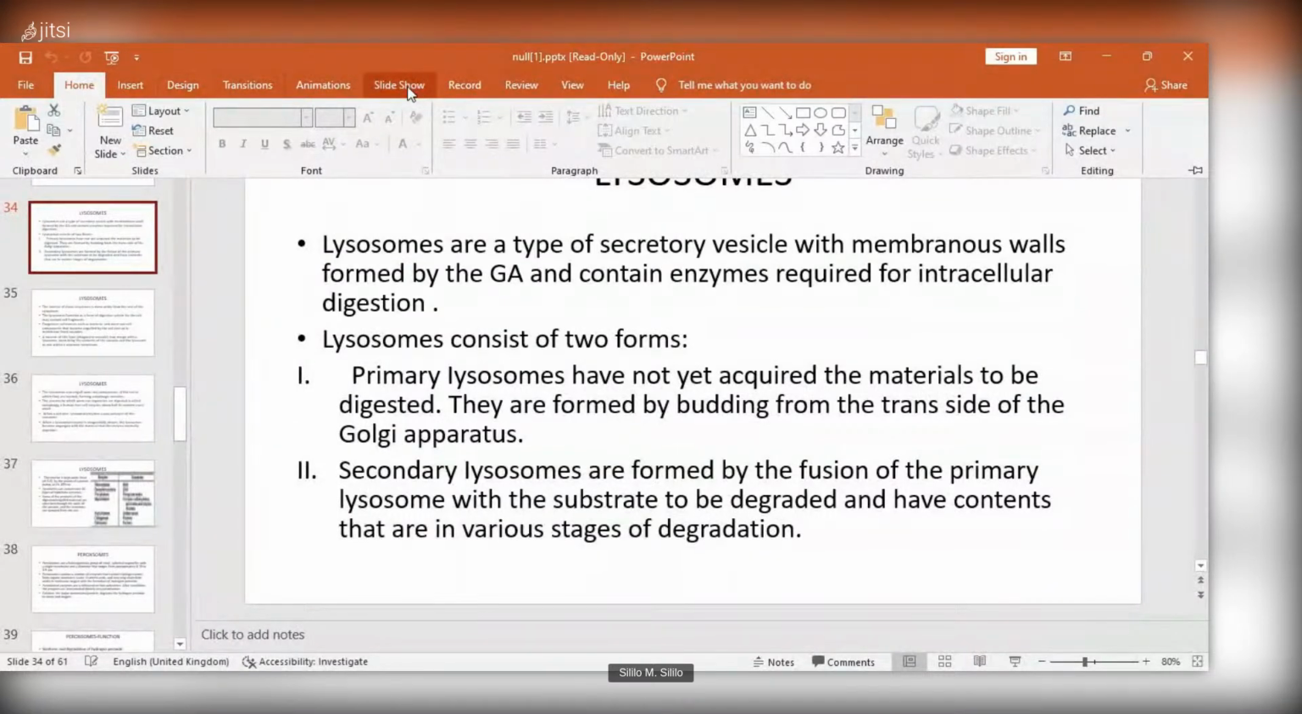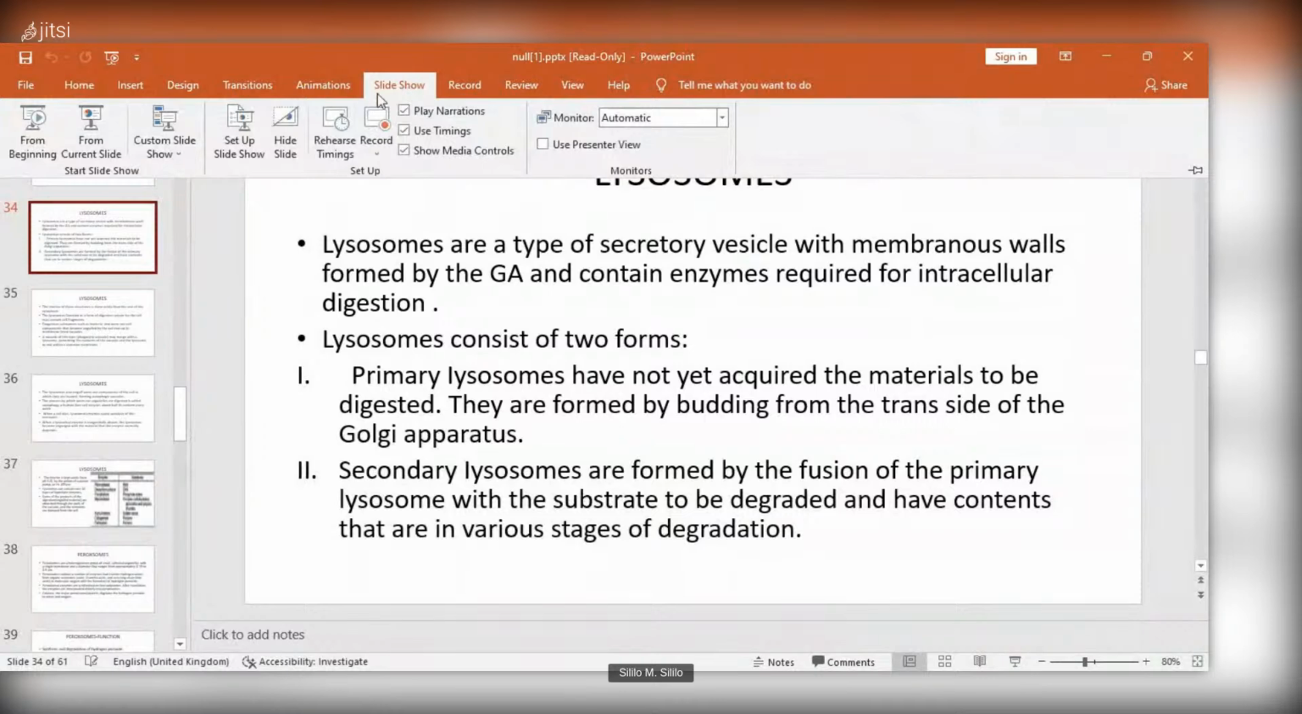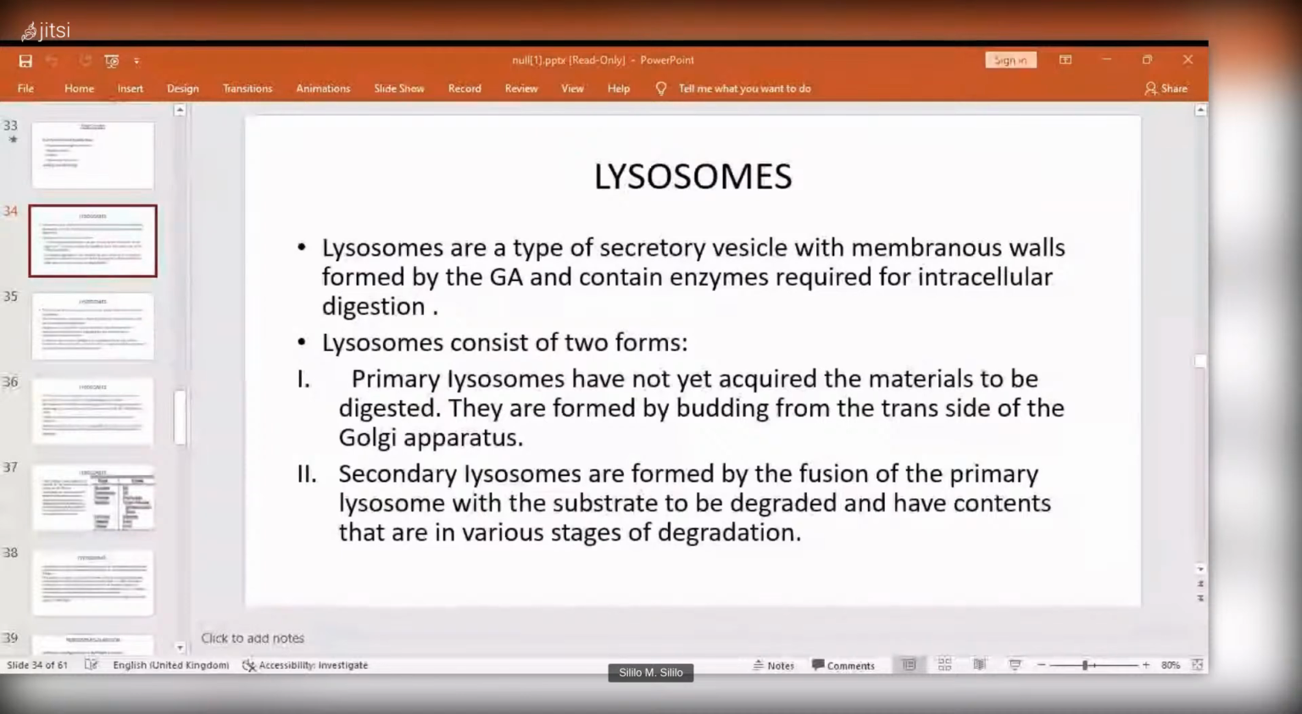You can have broken fragments of DNA, or certain enzymes that are not required by the cell. These lysosomes have enzymes that will eventually break down those different materials in the cell. The two types of lysosomes are based on their maturity. As lysosomes are being formed, those that have not yet acquired the enzymes required for digestion we call primary lysosomes. When they mature and have enzymes required for digestion, we call them secondary lysosomes.